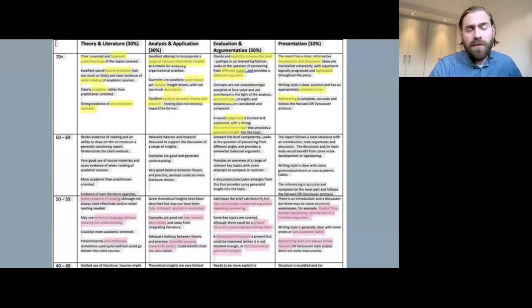And then if we look in the 50s to 59s, the presentation, so there might be an illogical flow, limited signposting, lack of coherent argument. So what this means is that the essay is a collection of parts. So instead of there being an actual story, a narrative that you're telling throughout, it is a collection of bits.